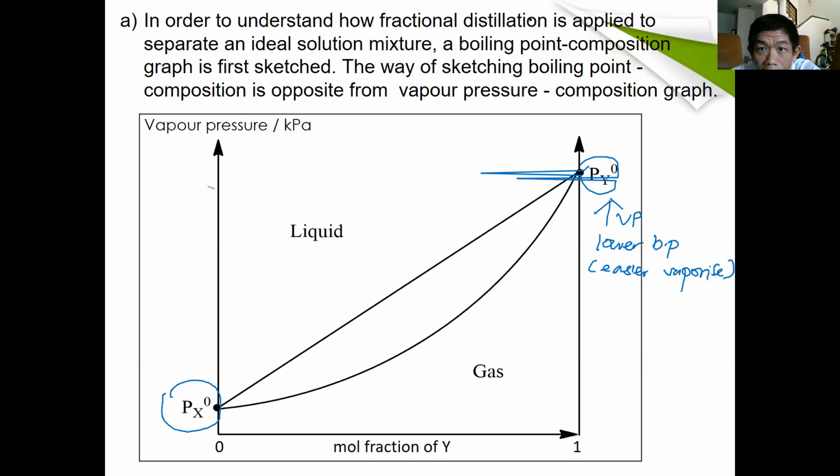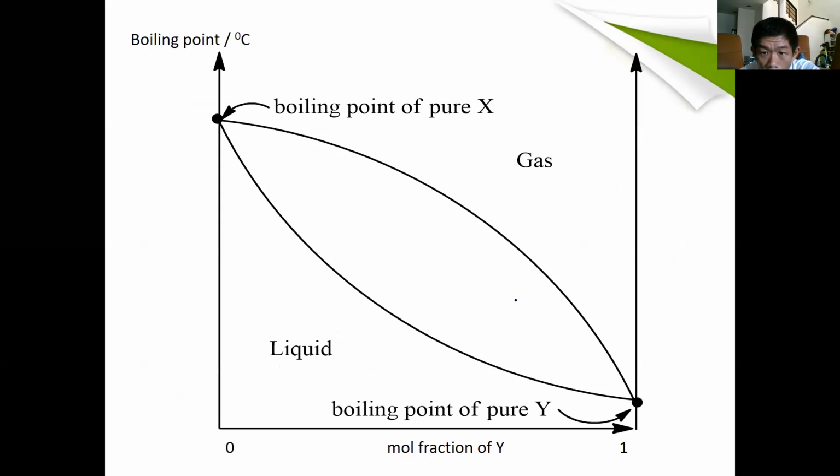Imagine you are having a mirror in here. This is the mirror. You reflect the whole curve on here. So once it is reflected, what will it become? It will become something like this. Just now, if you notice, we said Y has a higher vapor pressure, then you have a lower boiling point.